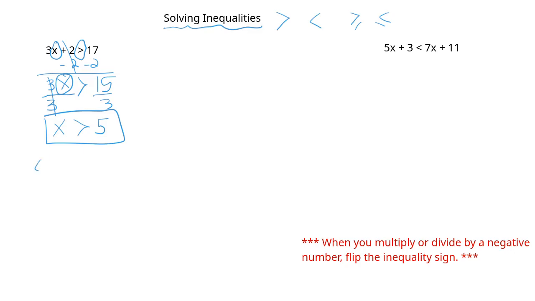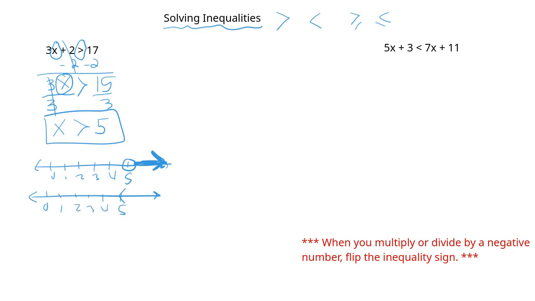X can be anything greater than 5, which sometimes it helps to show that on a number line. So I'm going to just do a quick sketch of a number line. Here's my 5. X can't be 5, so it has to be greater than 5. So I put that open circle to show it's not 5 itself, but then I shade over here to show it's anything greater. Or instead of the open circle, sometimes you'll see parentheses notation instead.